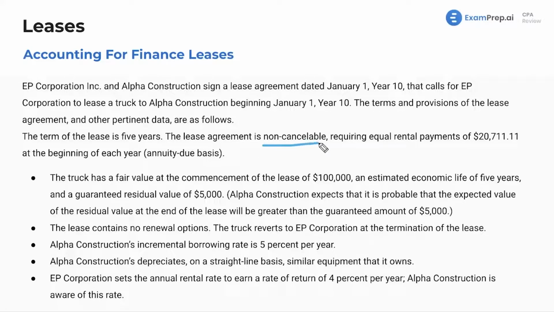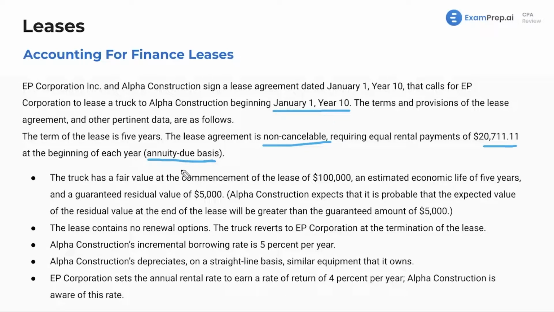The lease is non-cancelable, requiring equal rental payments of $20,711 at the beginning of each year, annuity due basis. Annuity due, we remember we have our present value of $1, which is for lump sums. We have present value of ordinary annuity, which is equal annual payments made at the end of the year, and annuity due is equal annual payments made at the beginning of the year. And we know that also because of the beginning of the year right here. And that's at the beginning of the period, keep in mind. If the lease began, let's say, June 30th, and the first payment was made June 30th, it doesn't have to be fiscal year. It's at the beginning of the period. I usually just say year or period, because it's usually a full year.